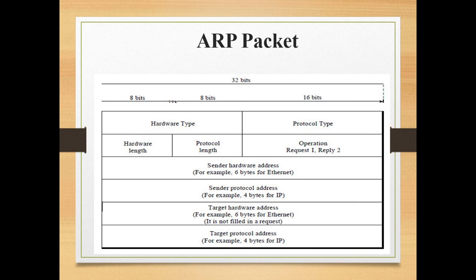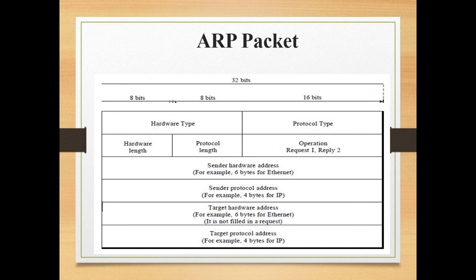Next two fields are hardware length and protocol length, which specify the length of the physical as well as the IP address respectively. Next is the operation field. The operation field specifies whether the ARP packet is a request packet or a reply packet.